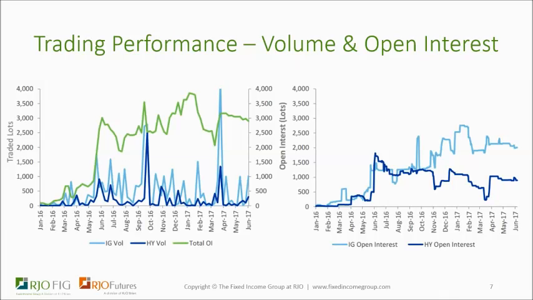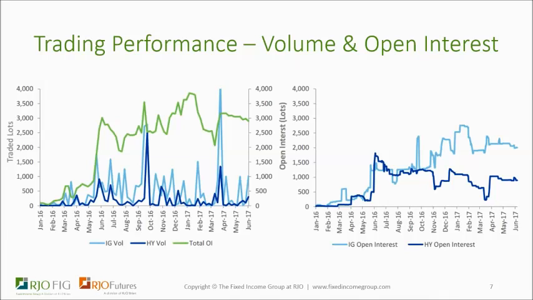To give you a bit of a visual graph of the trading performance, these graphs show data from January 2016 until June of 2017, so about 18 months worth of data until the last month. These show the volume and open interest of both the IG and HY contracts. So the graph on the left, both the light and dark blue lines show the trading volume for the investment grade and high yield contracts.